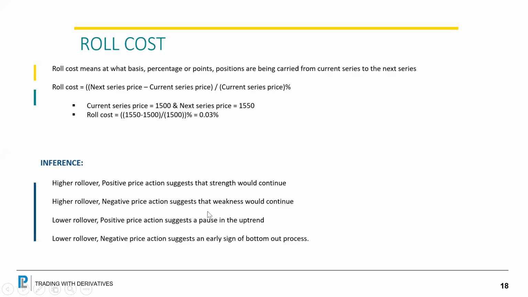There are many stocks, let's say a stock like NCC. If we see that the rollovers are very high, above 90%, but the price is falling, that means probably in the August series we'll see NCC struggling. So this is how rollovers are interpreted.